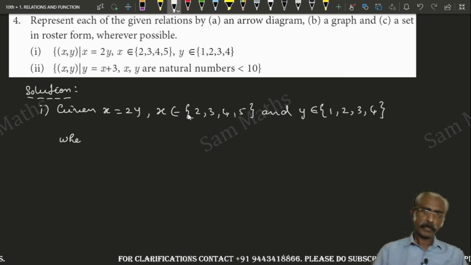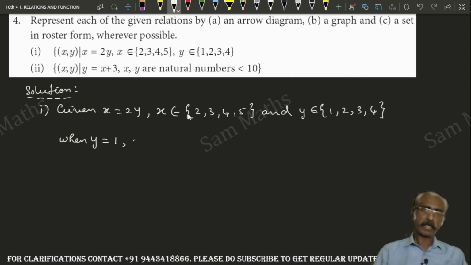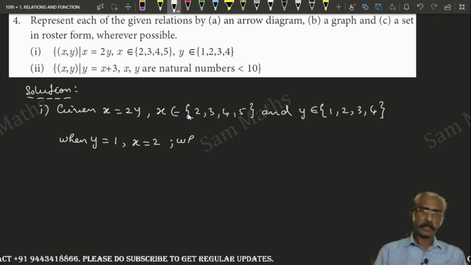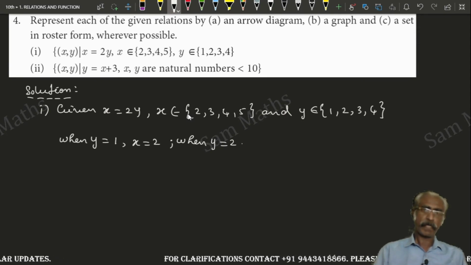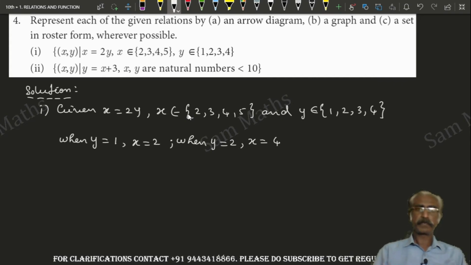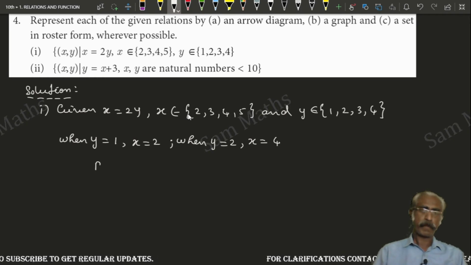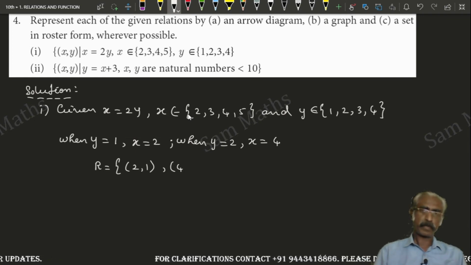When y is equal to 1, I am substituting, and what I am getting is x is equal to 2. It's from that set, no problem. Next, when y is equal to 2, x is equal to 2 times 2, which is 4. It's also there. Suppose you are taking 3, 2 times 3 is 6. It's not possible. Am I right? Even if you are taking 4, it's not possible. Therefore, we can write the relation as R is equal to {(2, 1), (4, 2)}.